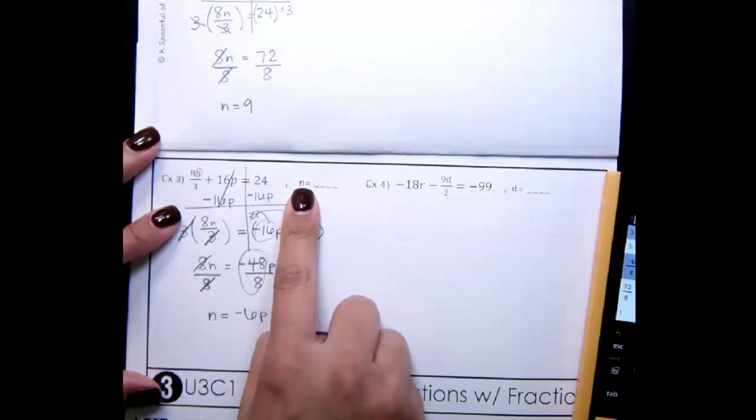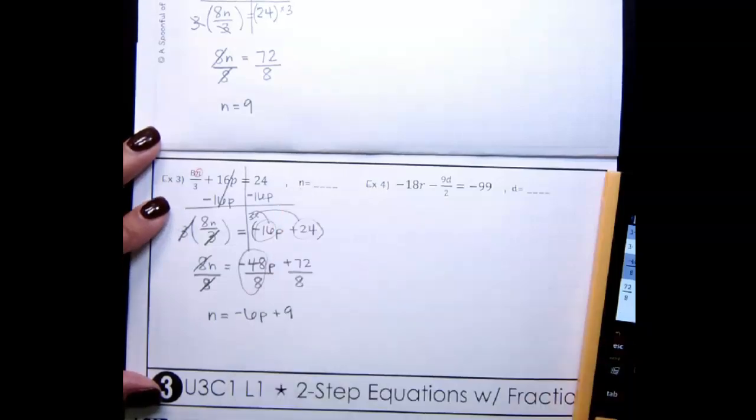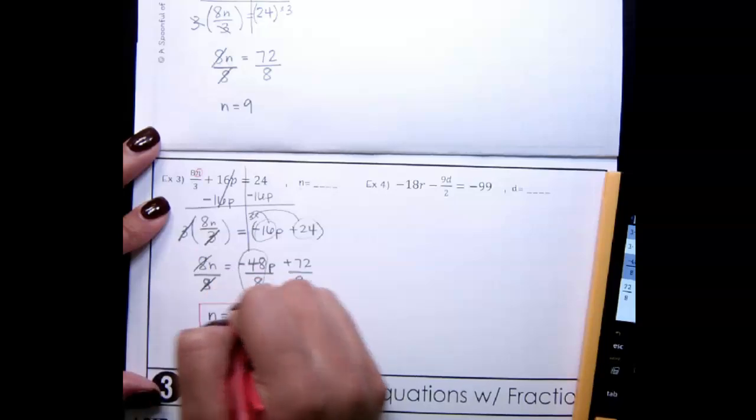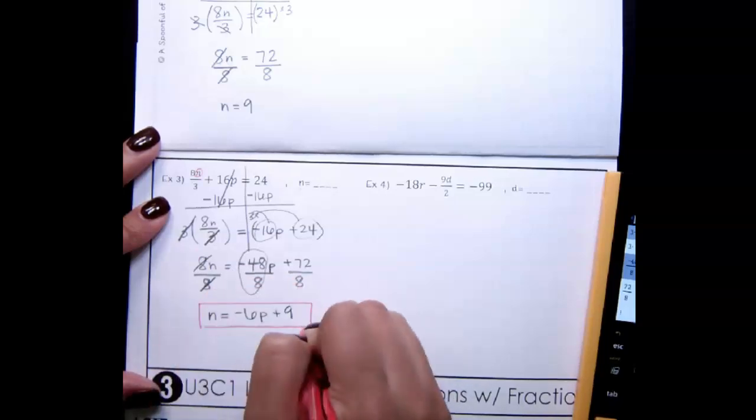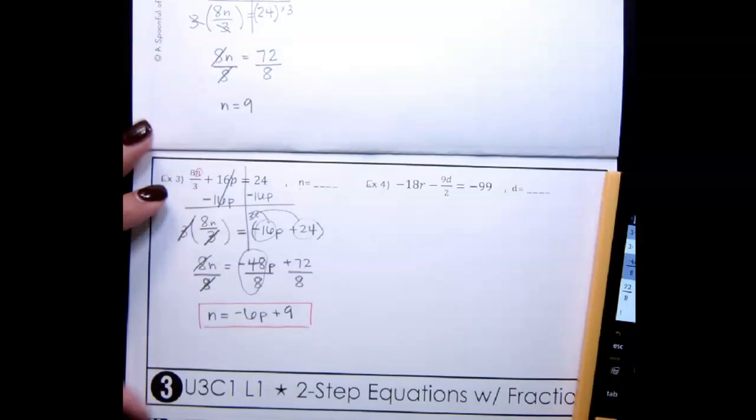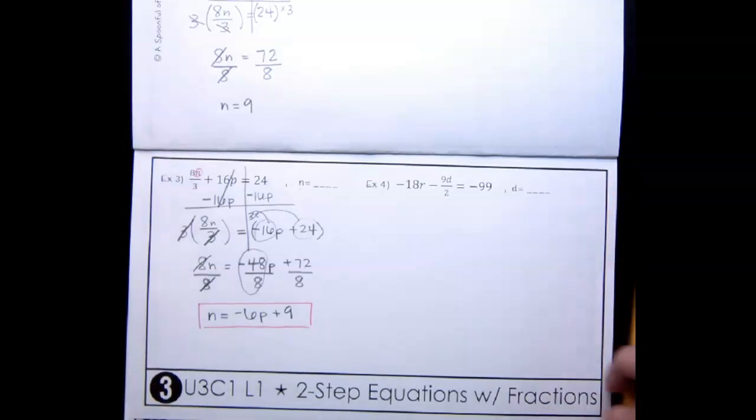Did we answer the question? Yes, because we were solving for n. So my answer is n equals negative 6p plus 9. Now go try the other ones that I didn't do for you and check using the key in your classroom.